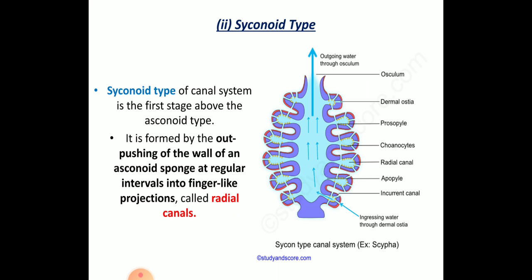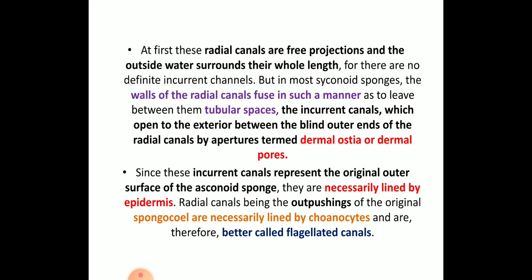Next we are having syconoid. Syconoid is nothing but a small modification of the asconoid. Here overfoldings are there and finger-like projections will be there, and they are radial canals. They are called radial canals because they store the water for some time. So as you can see in the picture, the radial canals are the free projections in the outer water surroundings, and they mainly help in the movement of water.